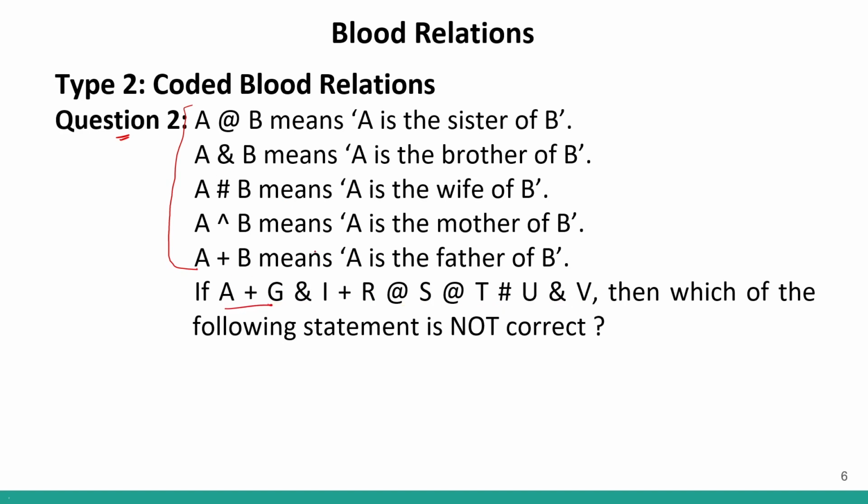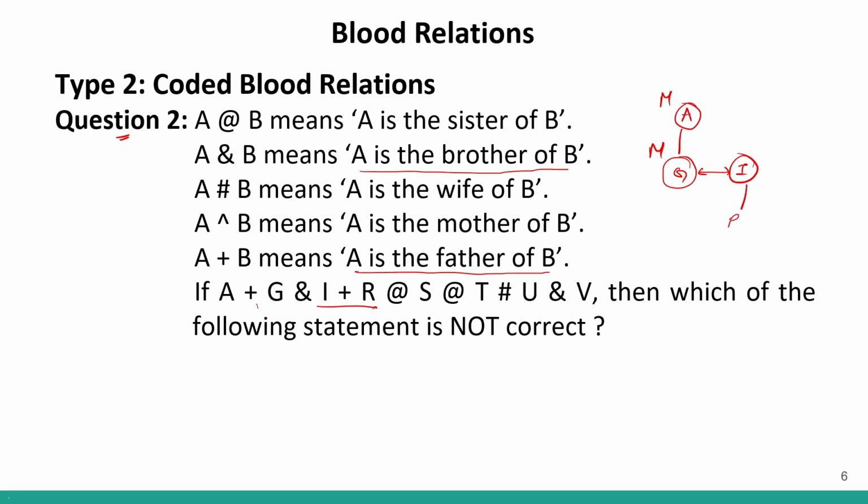A plus G means A is the father of G. So the chart will be like this. A is male, father of G. Correct? G and I. G and I denotes G is the brother of I. So G will be male. Gender of I is still unknown. Correct? I plus R means I is the father of R. So if I is the father of R, gender of I will be male and gender of R would be unknown. Correct?